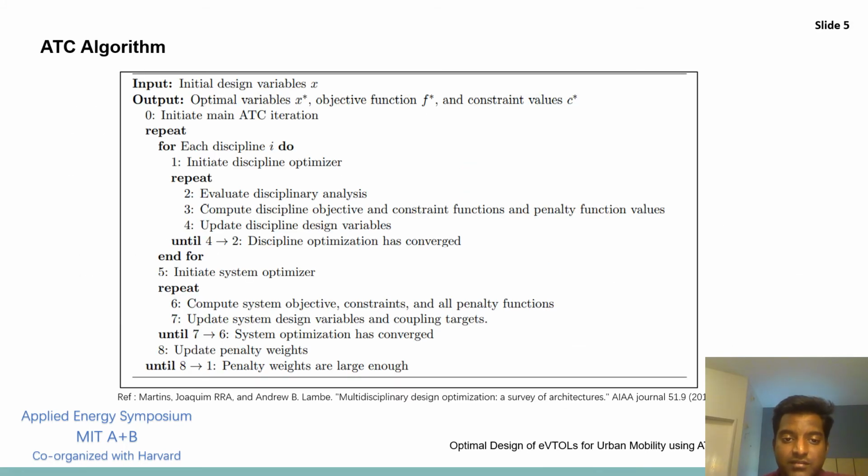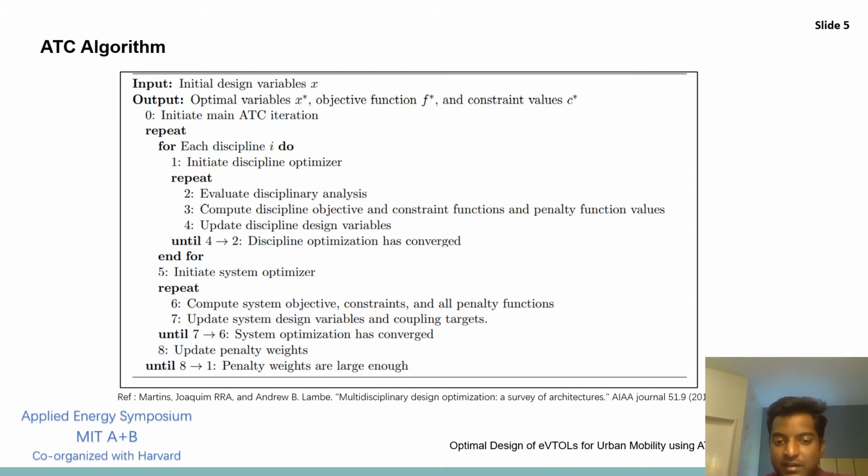So the algorithm itself follows the steps that are shown in this slide. First, we need to input a set of initial design variables, and once we define these design variables, we need to immediately jump into the disciplinary optimization, where we formulate the entire discipline optimization problem. That includes formulating or computing the discipline objective function, the disciplinary analysis function, constraint functions within that discipline, and the penalty function values.